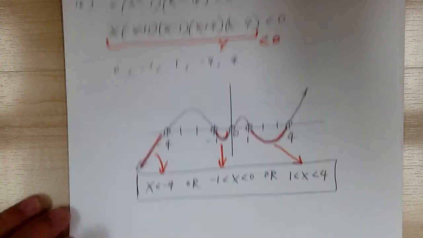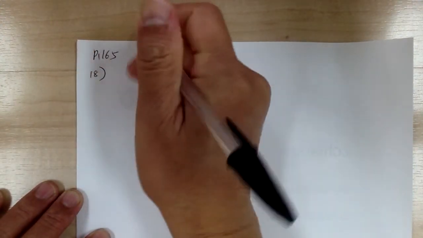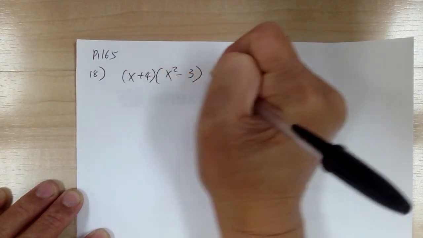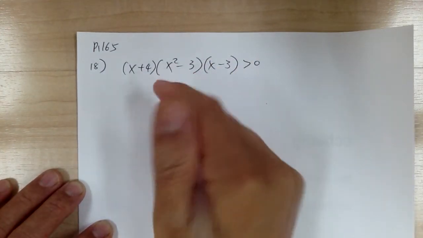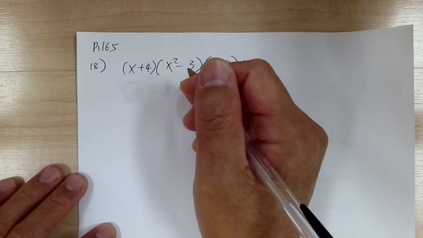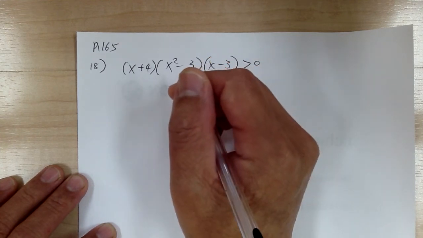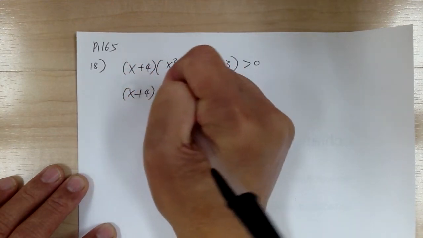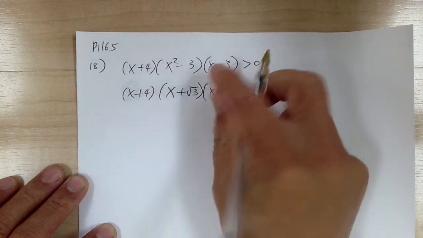Okay, let's go to number 18. You have x plus 4, x squared minus 3, x minus 3 is greater than 0. So again, that's a square, so you have to factor that. Now sometimes you may think, okay, this is not factorable, but if you just stuck with the mindset of integers, then you're going to get stuck. Okay? So you need to know how to factor that. So there would be x plus square root of 3, x minus square root of 3, right? Again, you just take the square root of that.